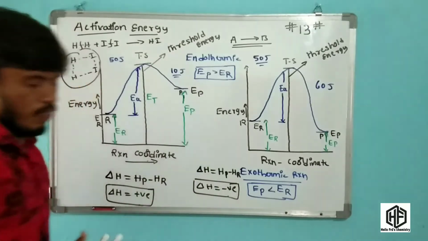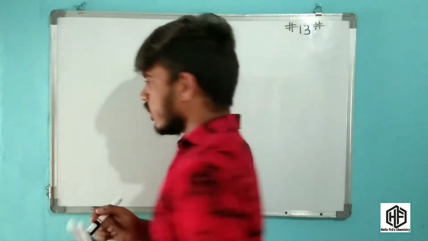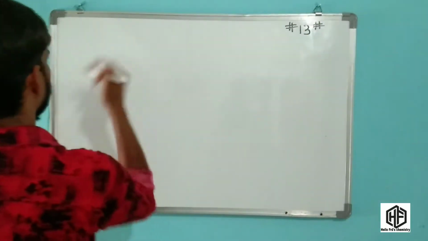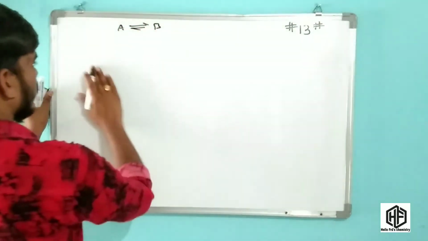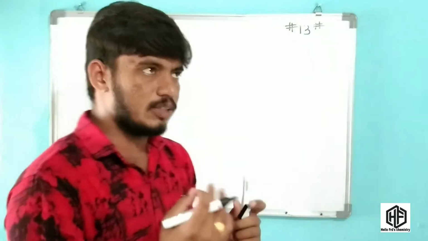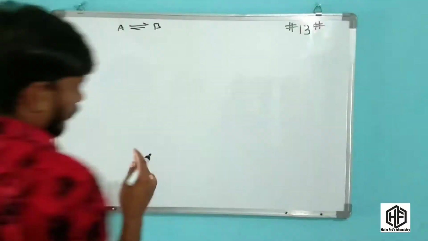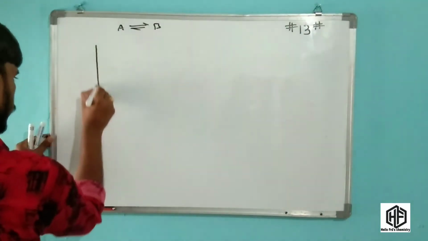Okay friends, this is clear. Friends, the graph representation of the reversible reaction. Now the reversible reaction is A reversible B. For this type of reaction, what is the graph representation of the endothermic and exothermic reaction? It means activation energy, in terms of activation energy, enthalpy.